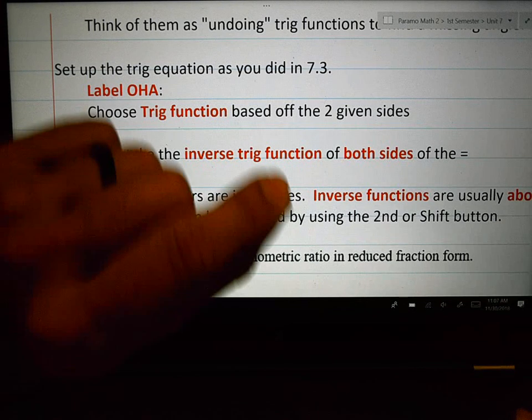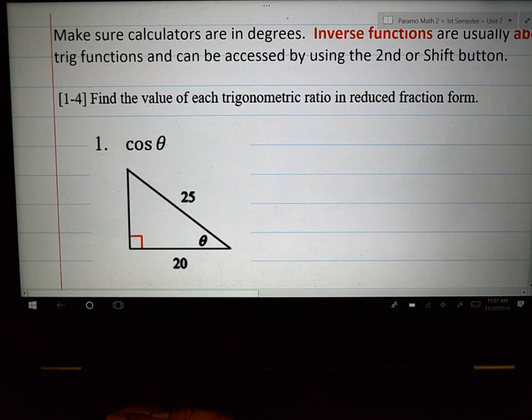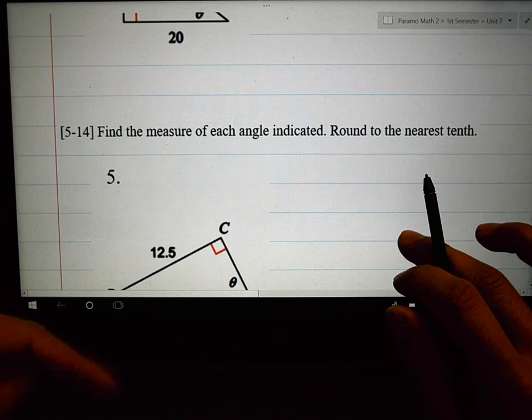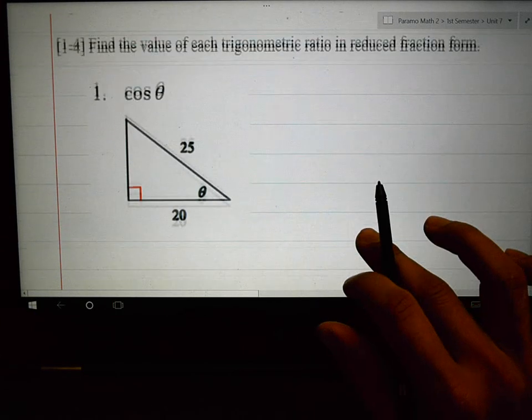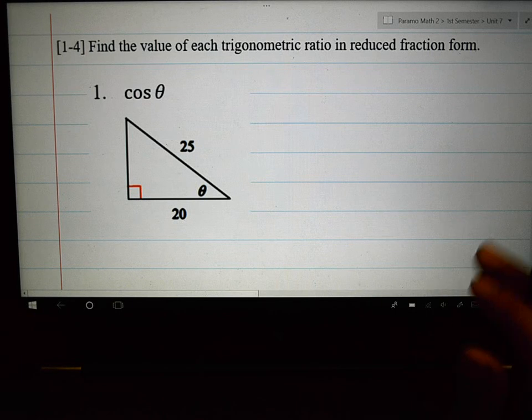So, let's start off with what we did. These will be just like numbers 1 through 4 on your worksheet. And then I'll show you the new stuff when we get through 5 through 14. Here's the old stuff. This is number 1 on your worksheet. If you would like to do this with me, you can.